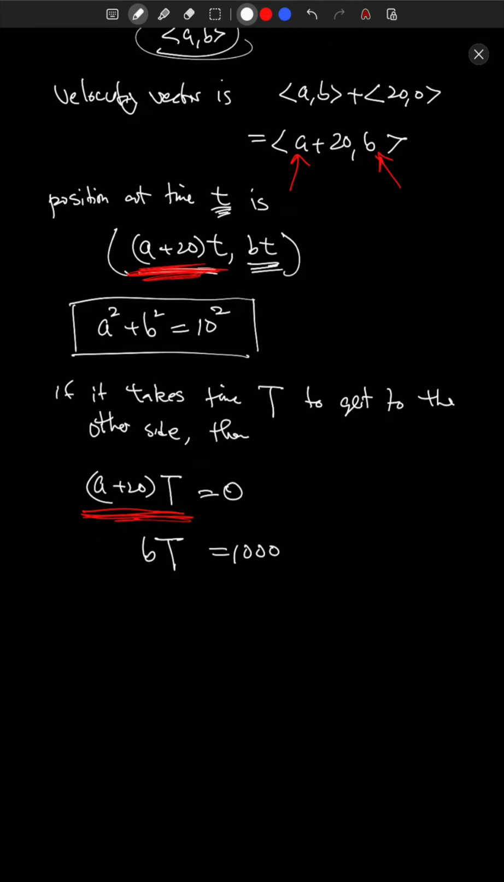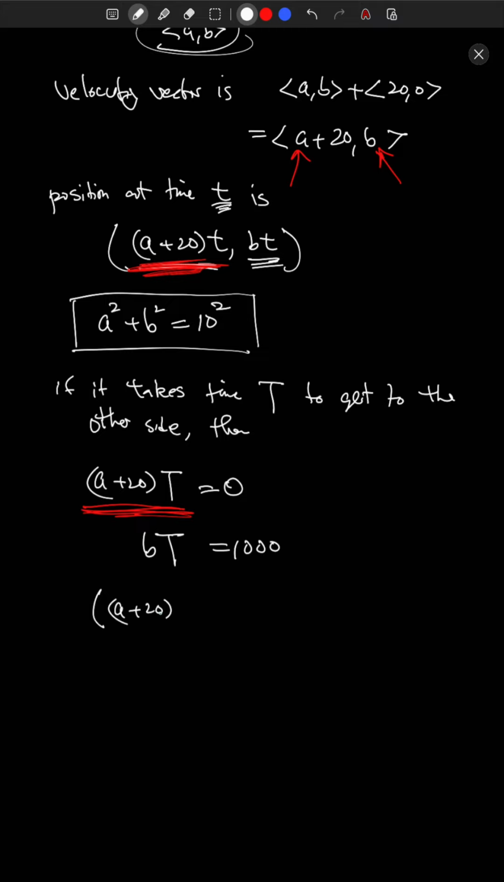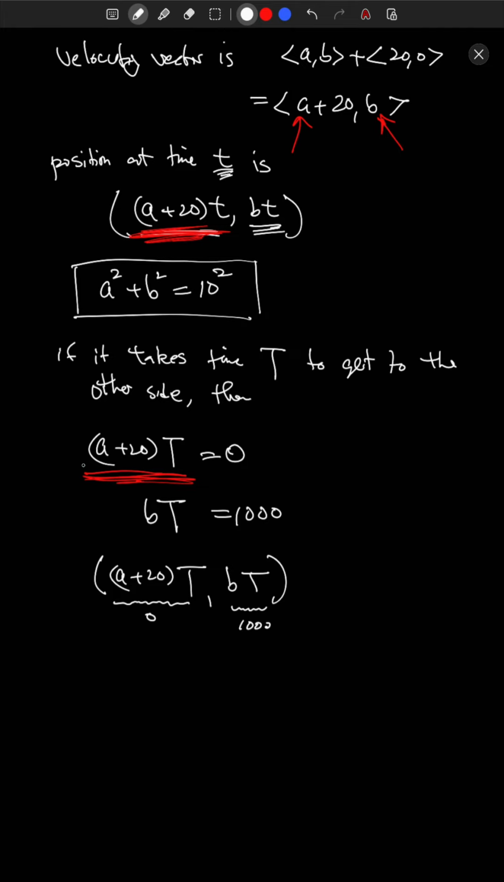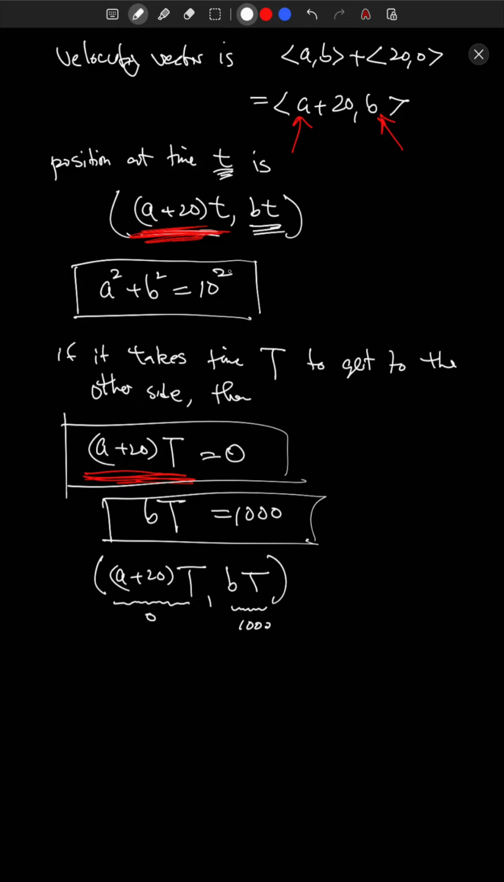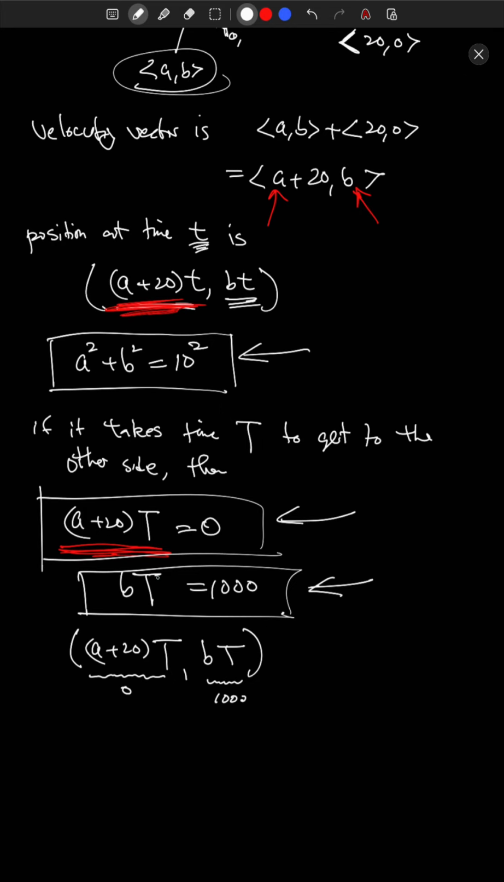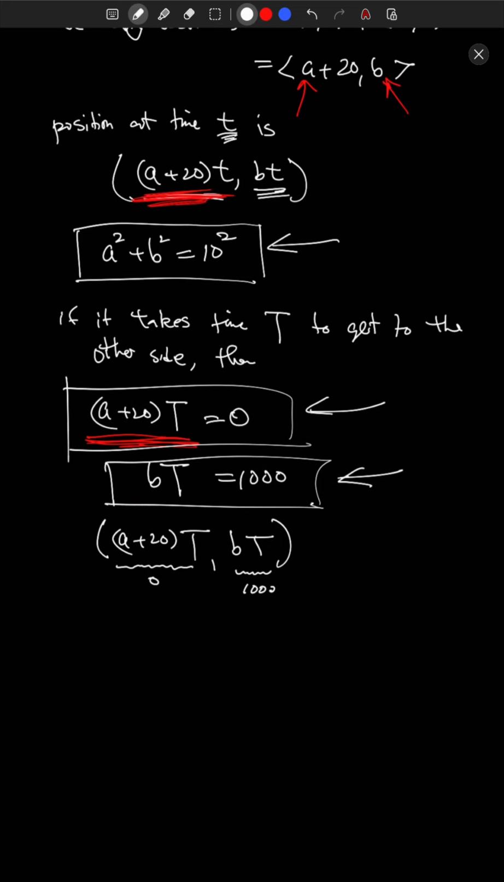In other words, in terms of a position point, when we hit the other side, where are we? We're at (a plus 20 capital T, comma B capital T), where capital T is the time it takes to hit the other side. This has to be 1,000 because we've hit the other side, and this has to be 0 because we're demanding that the way we row, we hit the other side exactly at x position 0. Ultimately we have 3 equations and 3 unknowns: a, b, and the time it takes, capital T.